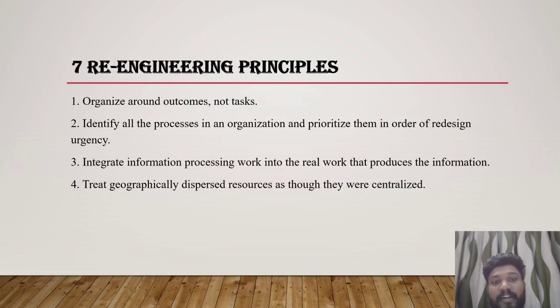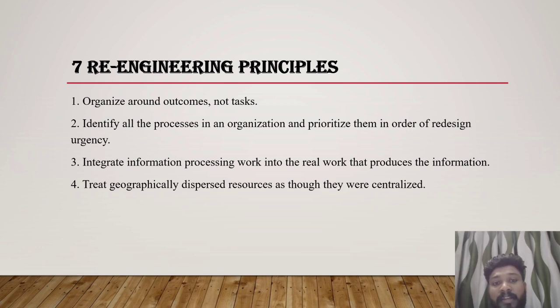There are 7 principles in re-engineering. The first one is organize around outcomes, not tasks. In this method, we have to focus on the end result, that is what we have to achieve, rather than just focusing on the individual tasks that have to be done. Every individual has certain tasks to be accomplished, but rather than focusing on that, they have to focus on the end result. The next one is identify all processes in an organization and prioritize them in order of redesign urgency. In this, look at all the processes in the organization and focus on improving the most important part or the most inefficient one first. Rather than focusing on all the activities, we have to prioritize the important ones.